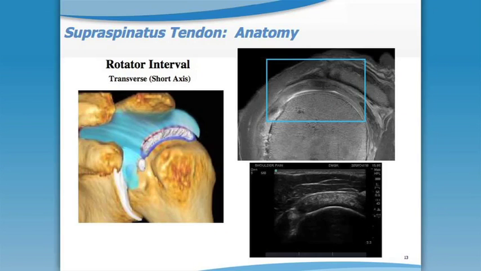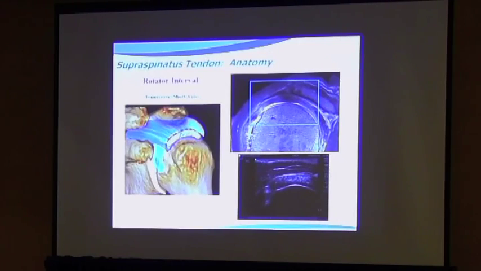The supraspinatus tendon comes out from under the acromion to insert on the greater tuberosity. And in short axis, again, notice this bristle brush appearance, seeing those tendons on end. It lies just posterior to the biceps tendon and is the other tendon besides the subscap that comprises the rotator interval.